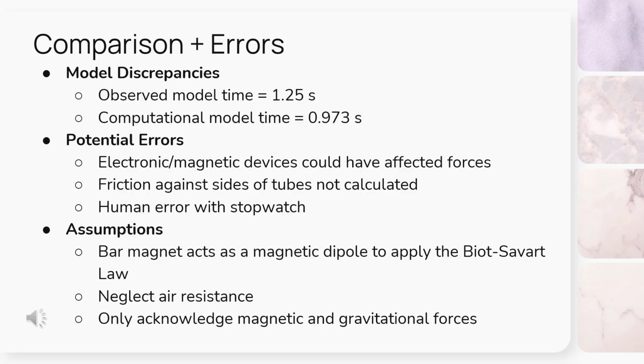Comparison and errors: the model discrepancies were the observed time versus the computational time. The computational is more accurate. The potential errors are that electronic or magnetic devices could have affected the forces in the area, friction against the sides of the tube was not calculated, and also human error with the stopwatch. The assumptions were that the bar magnet acts as a magnetic dipole, so we can apply the Biot-Savart law, and to neglect resistance and only acknowledge magnetic and gravitational forces.